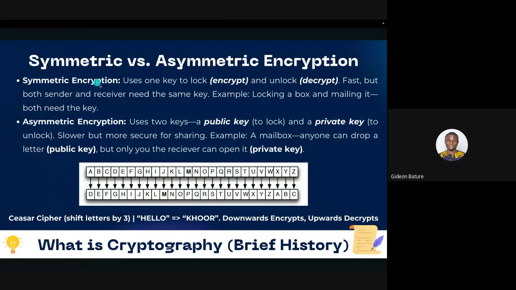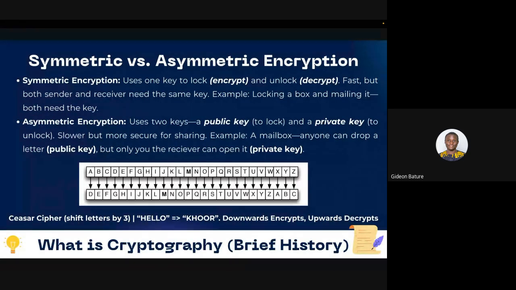Symmetric encryption is a kind of encryption that uses the same key to lock, or encrypt in this case, and also to unlock, or decrypt. For instance, if you are going out and you want to lock your door, the same key you use in locking your door while going out is the same key you use to unlock your door when coming back from wherever you went. So that kind of encryption is symmetric encryption.